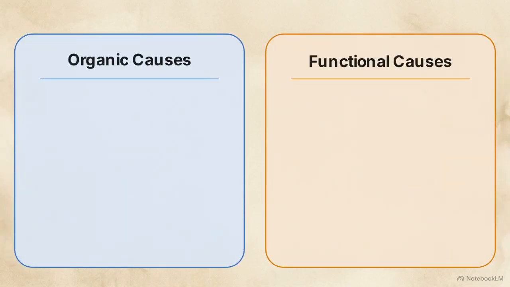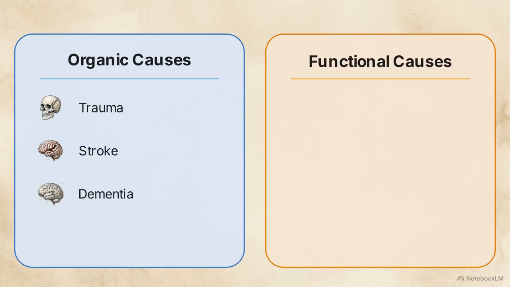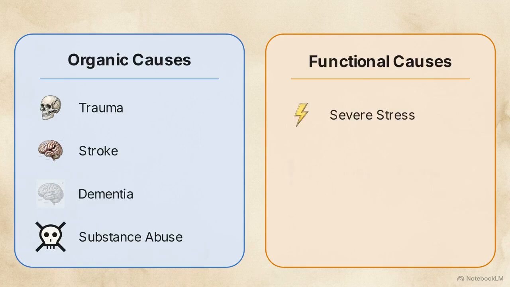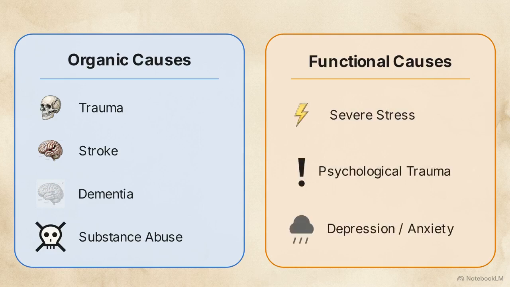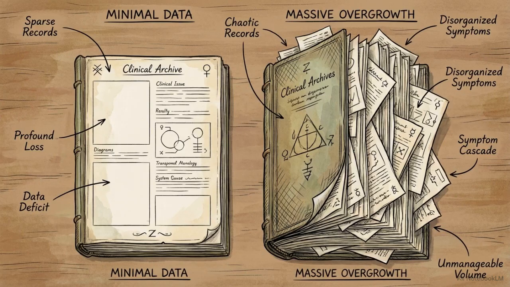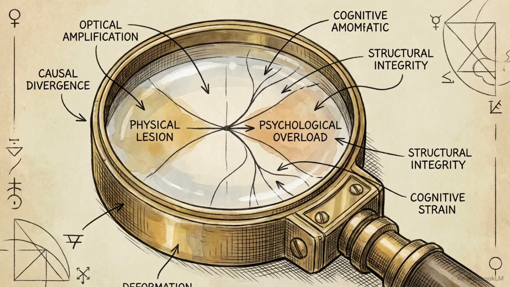This matrix maps the taxonomy. Every symptom traces back to two causal categories, organic or functional. Organic causes involve structural brain damage, including trauma, stroke, dementia, and substance abuse. Functional causes have psychological origins. Processing is disrupted by severe stress, trauma, or depression. Whether a patient presents with anterograde amnesia or vivid confabulation, the symptom leads the clinician back to either a physical brain lesion or a psychological overload.